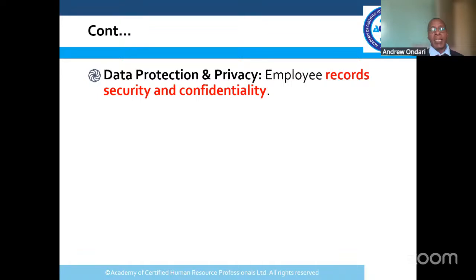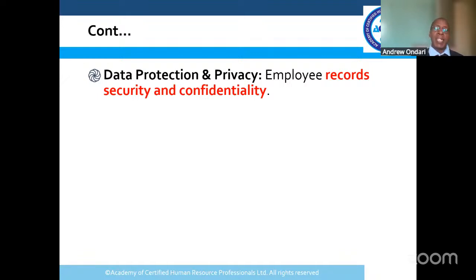So records like health records should be secure, salaries should be secure, family records regarding the number of children and even wives or husbands should be secure. And then in terms of confidentiality, these records should be kept in a way that nobody accesses them and can use them in other ways.